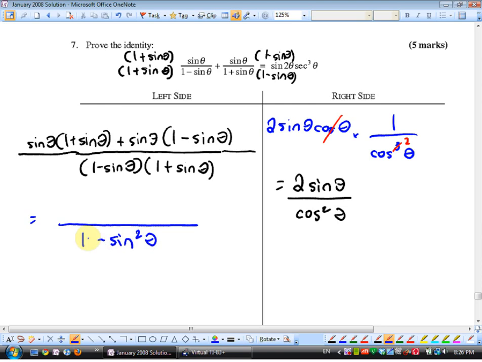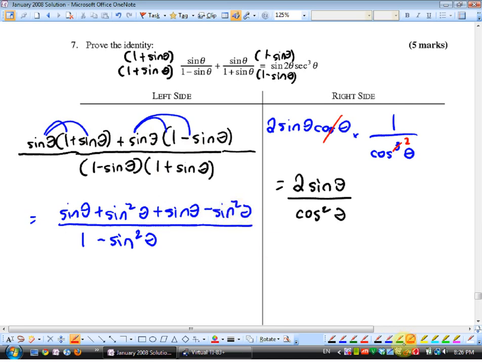By the way, 1 minus sine squared theta, I think that's cos squared. I just got my nerdy adrenaline rush. Here, I'll get sine theta plus sine squared theta plus sine theta minus sine squared theta.